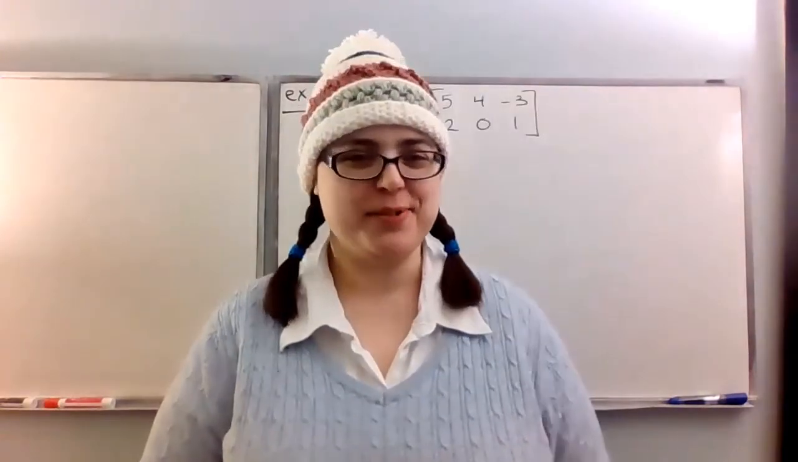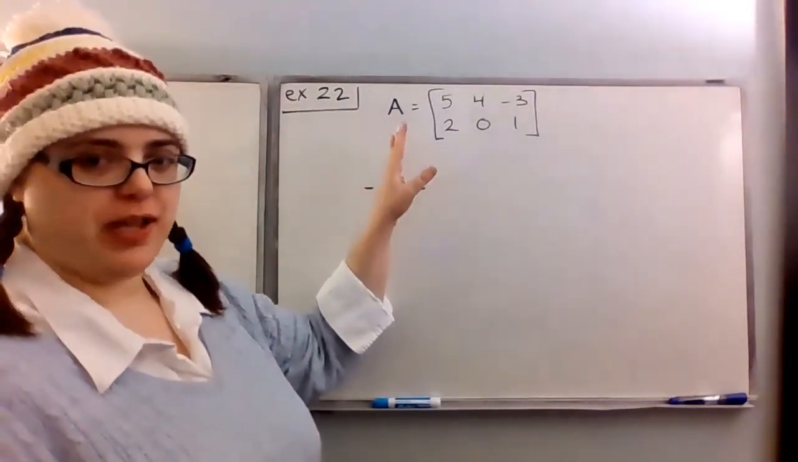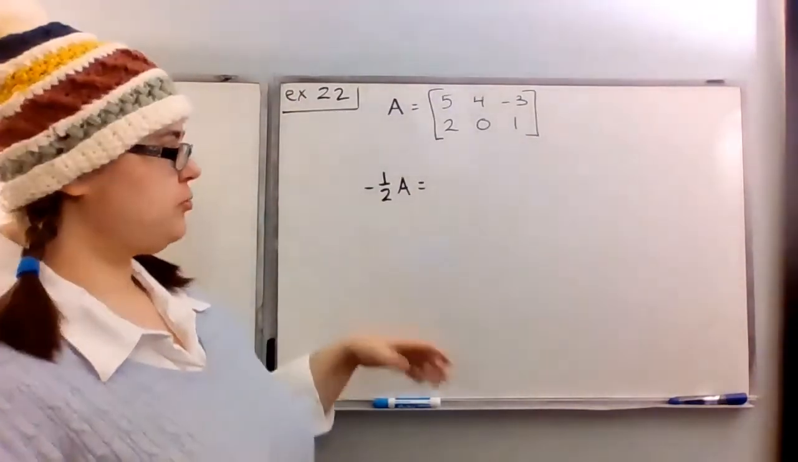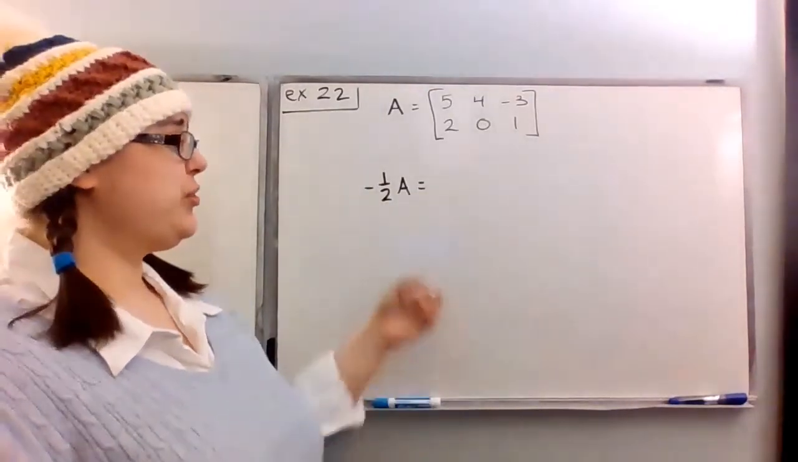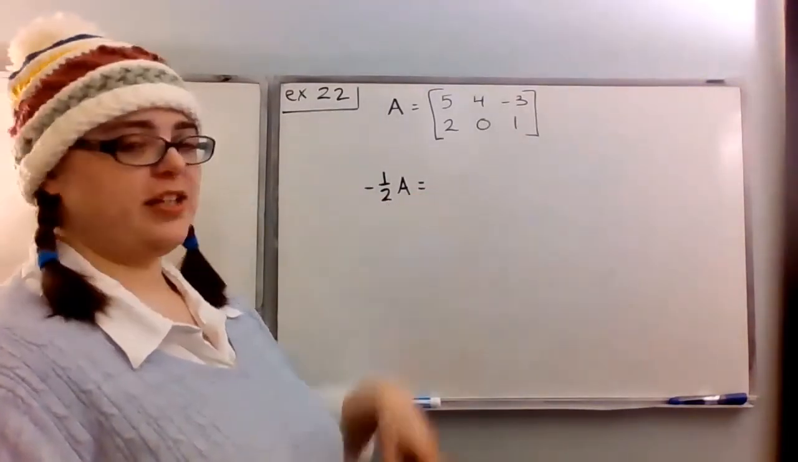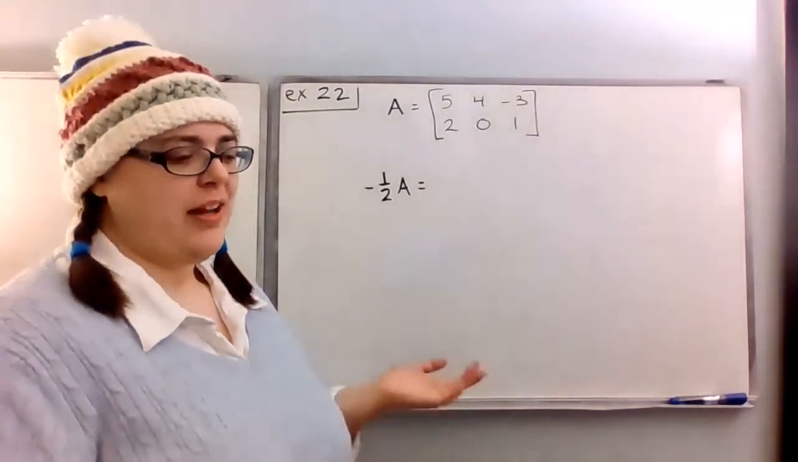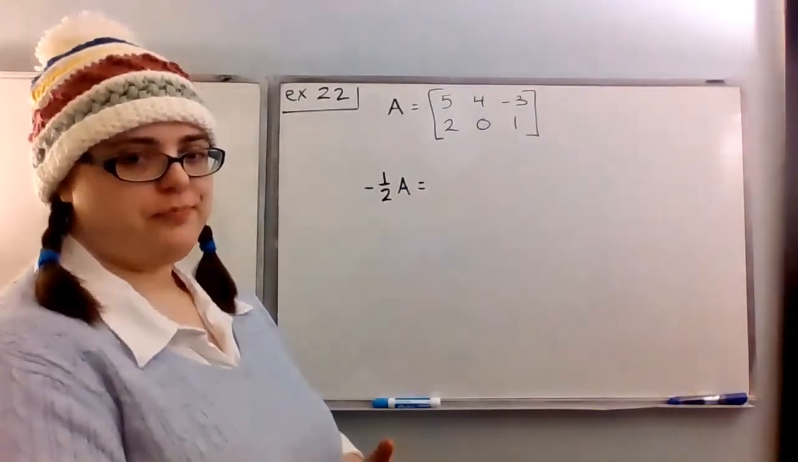On to some scalar multiplication. In this case, we're going to keep the same matrix A from the last example. And now we're going to find -1/2 of A. So we're taking a real number and multiplying it by a matrix. You can do this with any real number and with any sized matrix. So really nothing super heavy that we have to worry about in order to perform this operation.